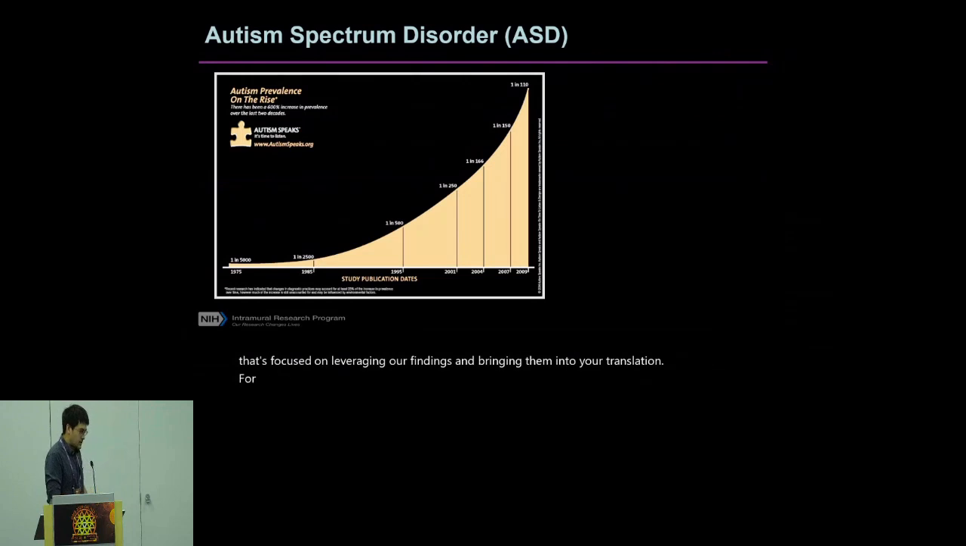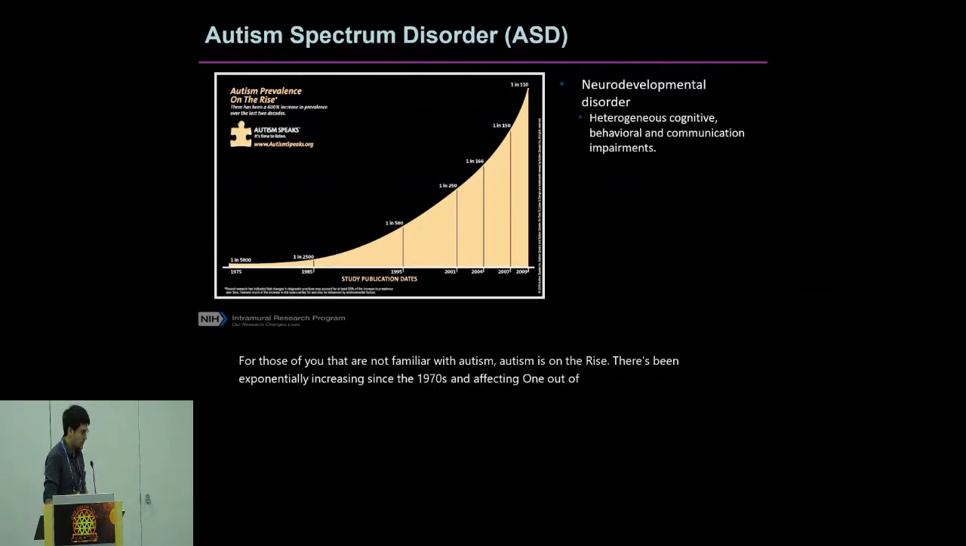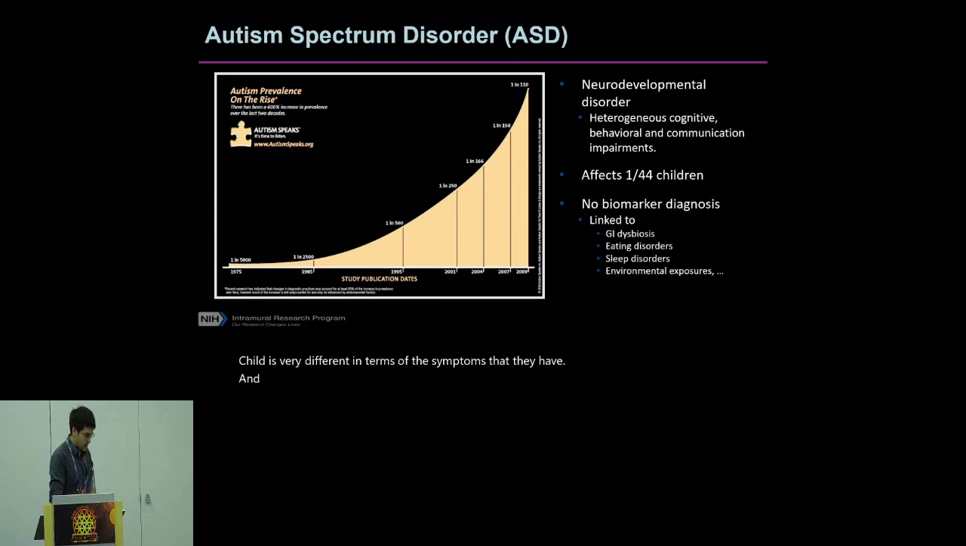For those of you that are not familiar with autism, autism is on the rise. It's been exponentially increasing since the 1970s and affecting 1 out of every 44 children in the US. It's a heterogeneous cognitive, behavioral, and communication disorder where every child is very different in terms of the symptoms that they have. And about half of these children have issues with their GI symptoms.